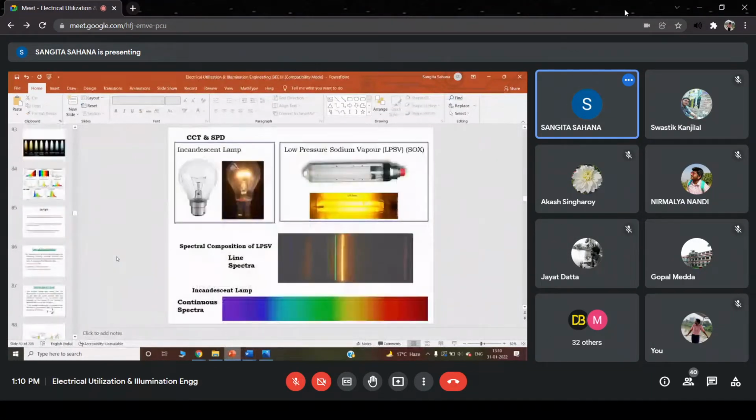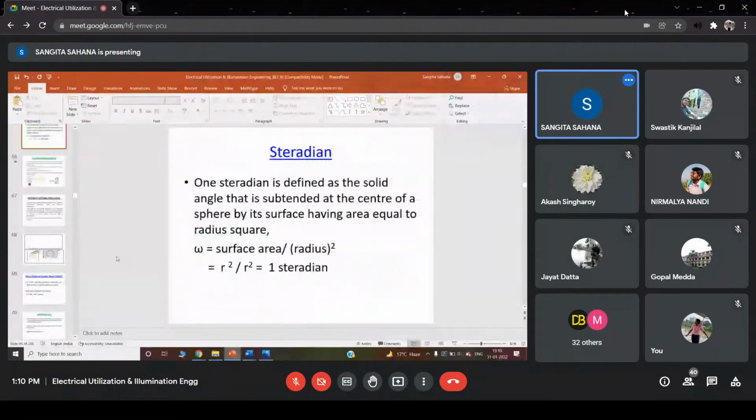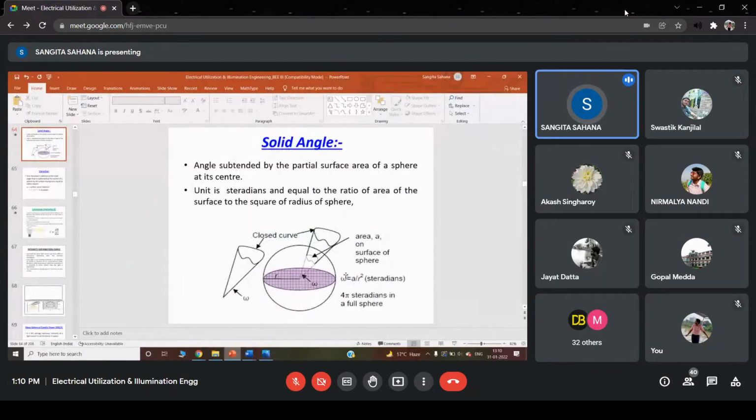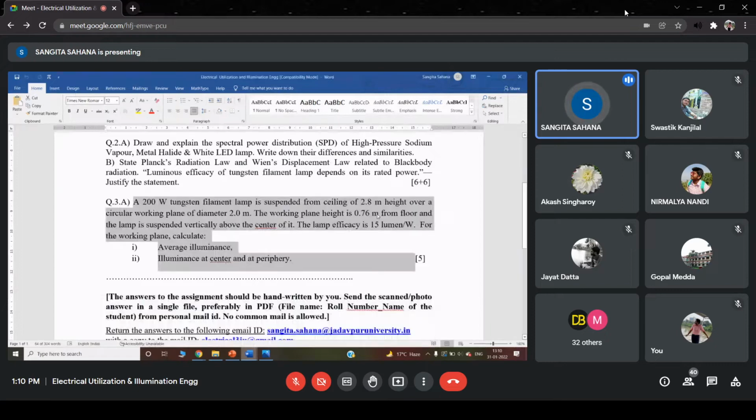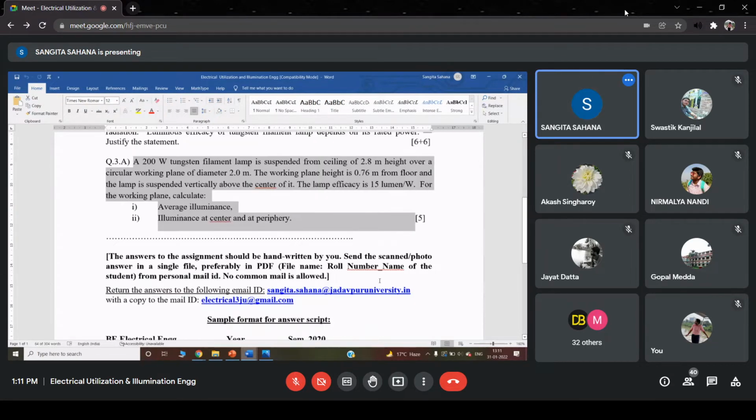We know that the solid angle omega is A by r square. For a sphere, it's 4 pi r square, so for the full sphere, it's 4 pi steradian. So the mean candle power will be 3000 lumen by 4 pi. That is my intensity, I. Now, if you want to calculate the illuminance at the center, that will be I by d square, so I by the height squared, where this height is the mounting height of the filament lamp. Then at the periphery, you have to use I cos theta by d square.